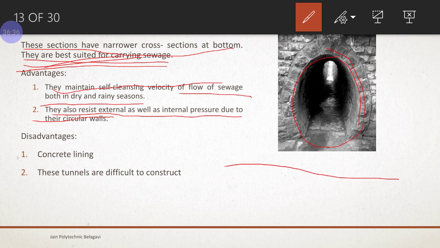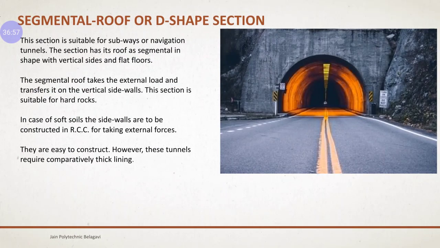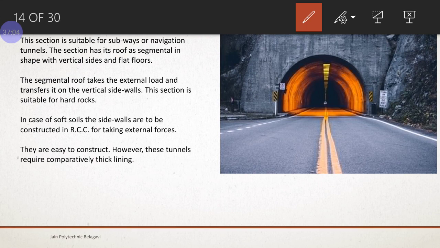The disadvantages are that it is very difficult to construct, and the lining that is going to be provided is again difficult to construct, because first of all it is narrower and smaller in section. So providing the lining becomes very difficult, right? Next is the segmental or the D-shaped section. If you can see here, this is a D shape, an inverted D shape. Just turning it like this into this shape.